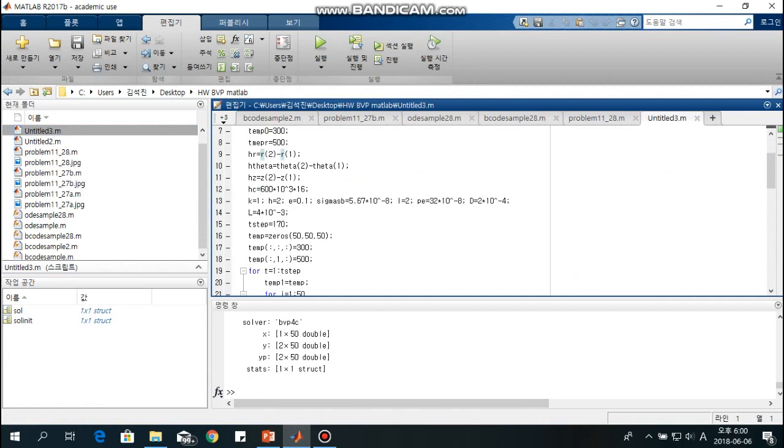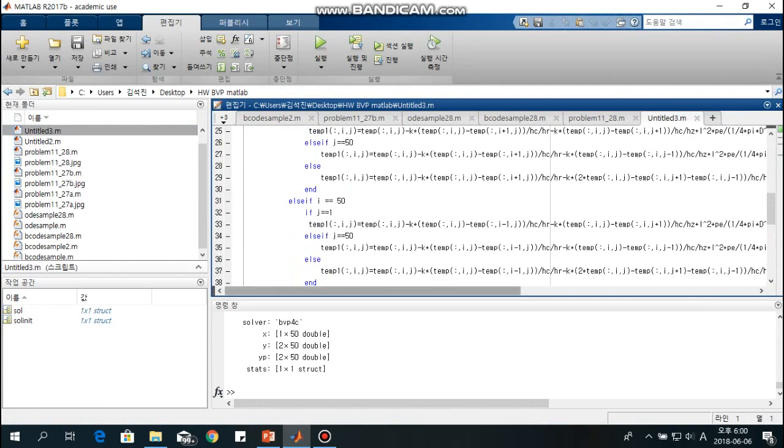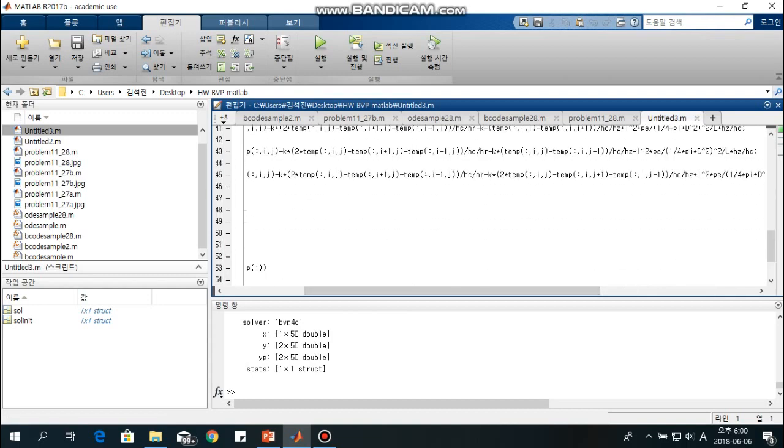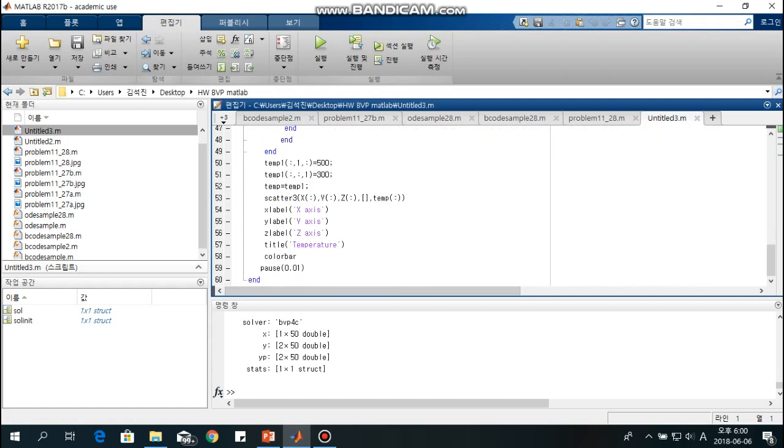For good visualization, I changed some of the conditions. At the end of the wire, I put convection and radiation. The condition is that we have a reservoir of 500 Kelvin at the center of the wire. If you do this, the result is this.